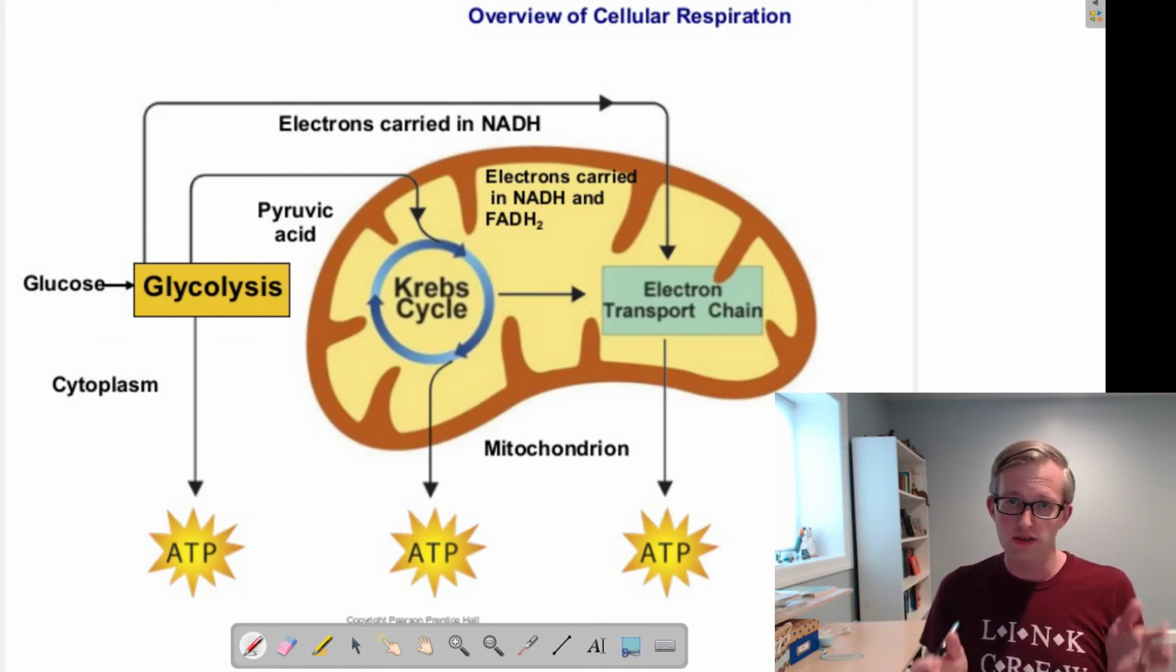So that's the process of cell respiration. I hope that we can see the connections with photosynthesis. We'll be focusing more on that in our next lesson.